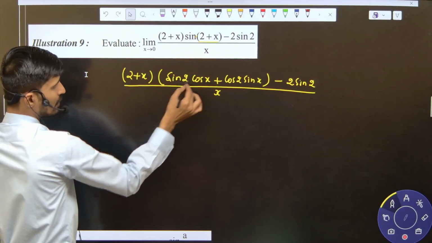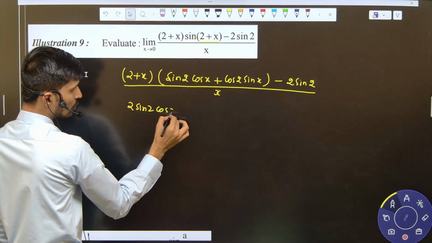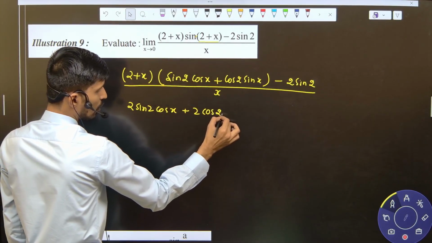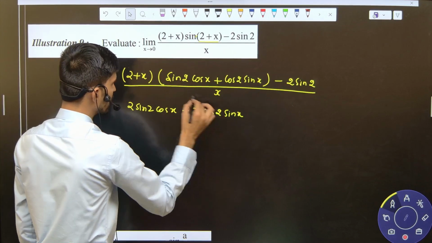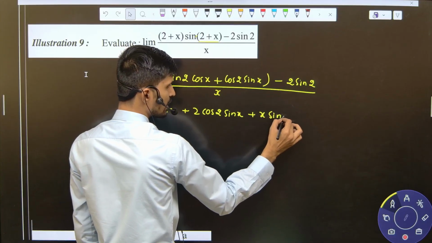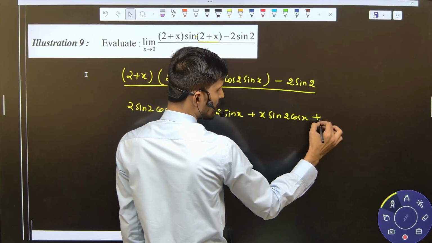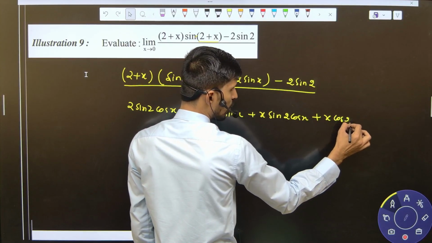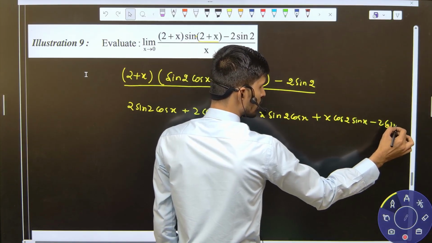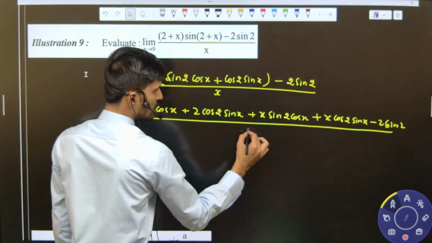2 will multiply with this, that will become 2 sin 2 cos x. 2 will multiply with that, plus 2 cos 2 sin x. X will multiply with this, plus x sin 2 cos x. X will multiply with that, plus x cos 2 sin x, minus 2 sin 2, upon x.